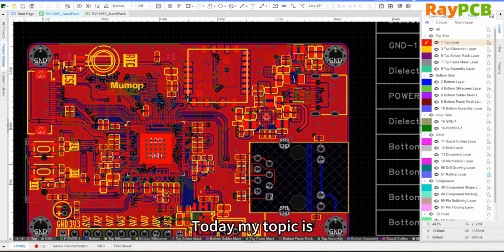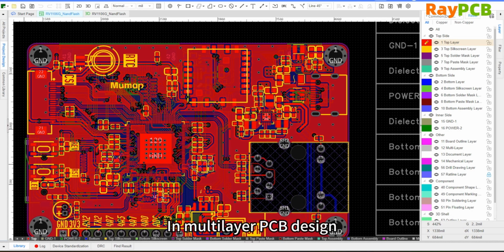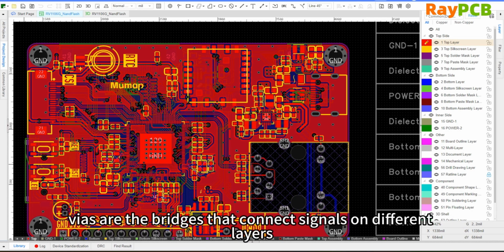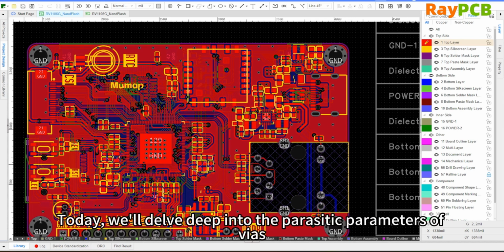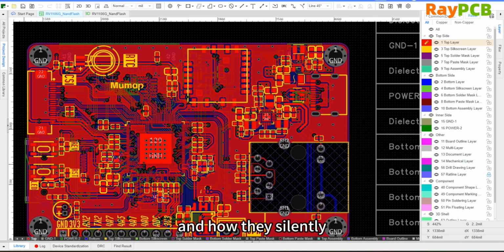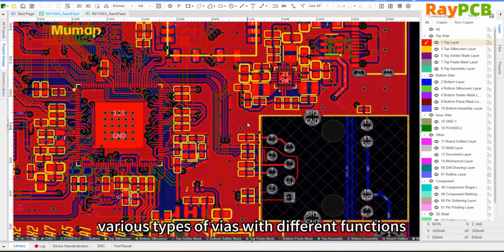Today my topic is the impact of vias on four-layer boards and an analysis of process parameters. In multi-layer PCBs, vias serve as bridges connecting different signals. But have you ever considered that these seemingly simple holes could actually become obstacles in high-speed signal transmission? Today, we will take an in-depth look at the calculation parameters of vias and how they can silently affect our high-speed machines. For example, in this board, there are many vias, each serving different functions.